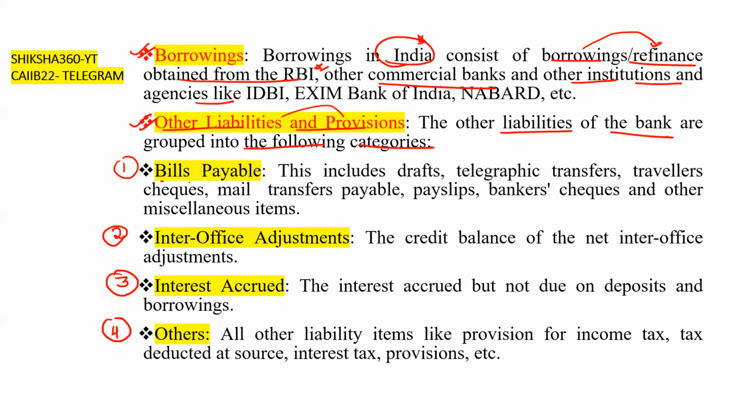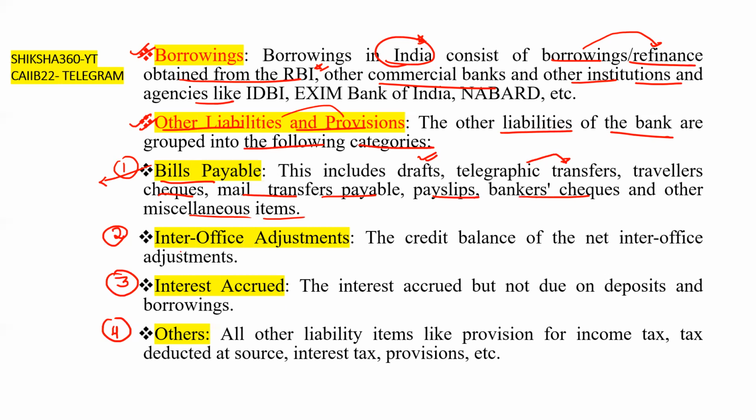First is bills payable. This includes drafts, telegraphic transfers, traveler's checks, mail transfer payables, pay slips, banker checks, and other miscellaneous items. Presently, all these items are not in use that much.